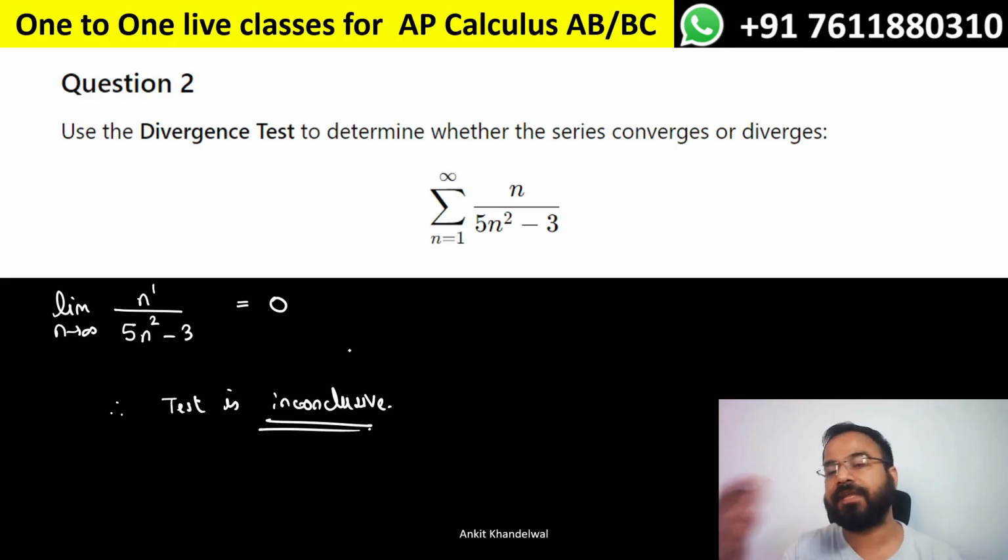We cannot comment whether this particular series converges or diverges. Now we have to use any other test. I am leaving this up to you. Try the other tests. You can use many other tests which we have discussed earlier to check whether it is converging or diverging. Right now, by the divergence test, we cannot comment upon this. Simply as that.